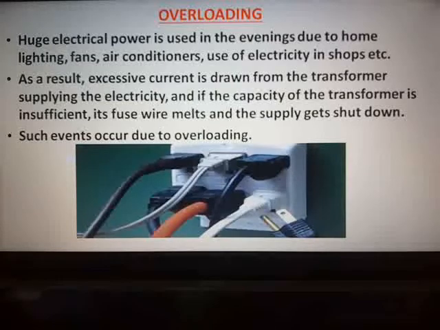Because more and more current is to be drawn from the transformer beyond its capacity, and this is known as overloading. And the only way to protect from overloading is that you should not connect many appliances, especially of high power rating, at the same time in the circuit.